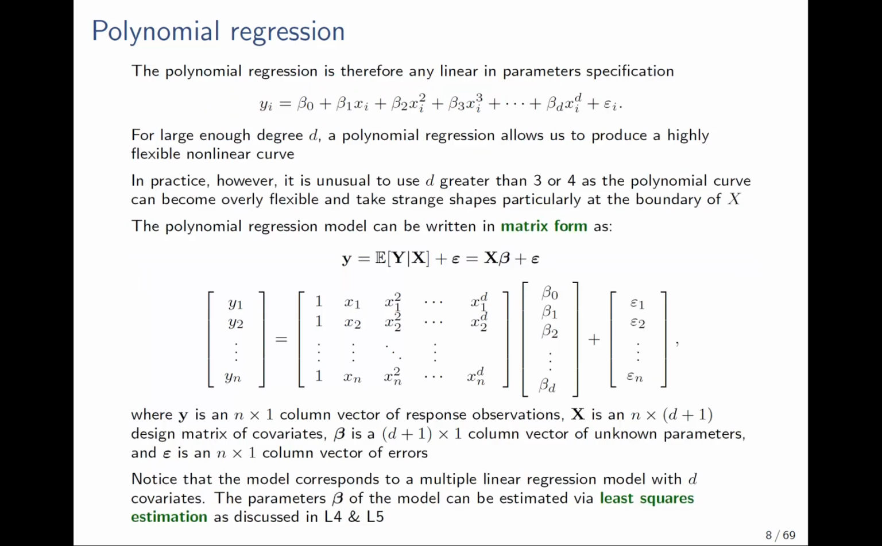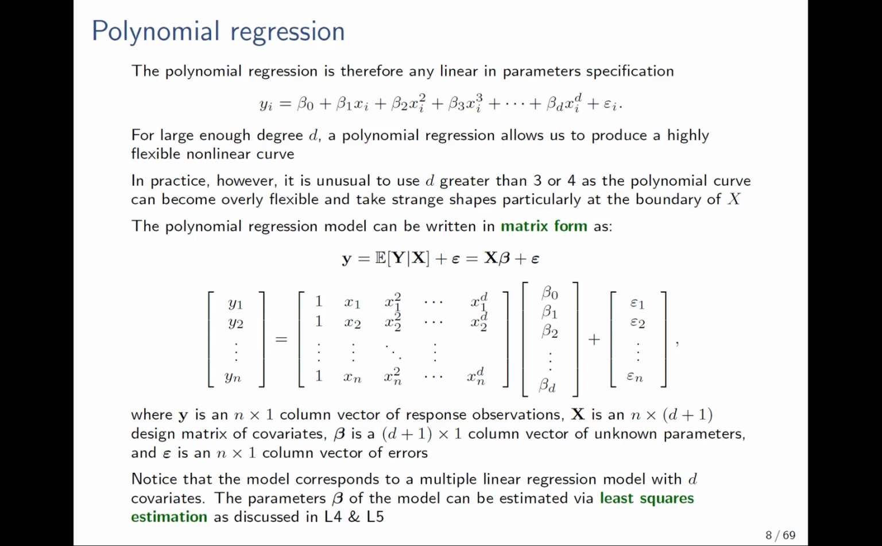Polynomial regression is therefore simply any linear parameter specification that takes a polynomial form. Polynomial up to degree d, whatever d is. And for a large enough degree d, a polynomial regression allows us to produce a highly flexible nonlinear curve. And we've seen this actually before. In practice, it's unusual to use a d greater than 3 or 4, so cubic or quartic, because the polynomial curve can become overly flexible and actually take some quite strange shapes at the boundary. So 3 or 4 is the usual way it's done, but there's no specific reason why we need to limit it to 3 or 4.